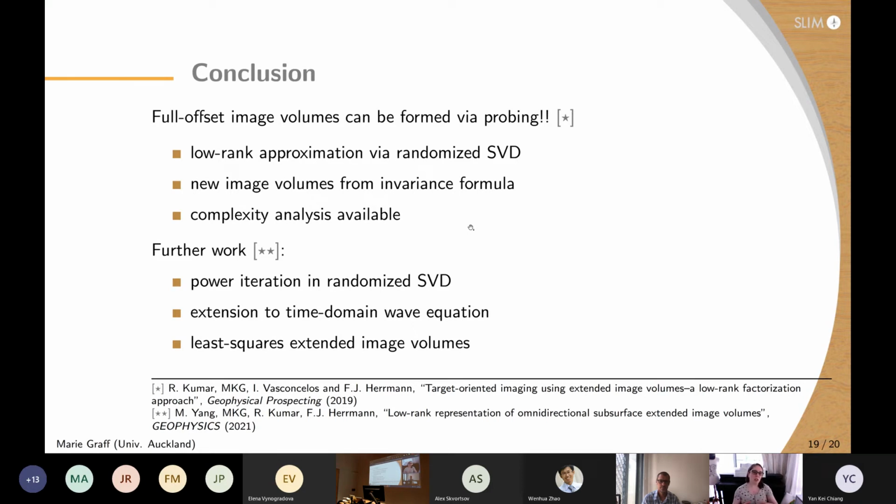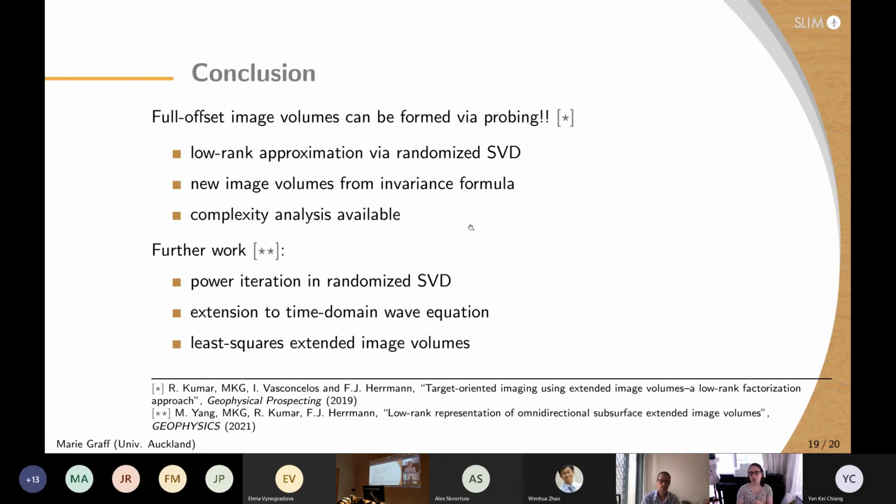And finally, we also did further work. We tried to have power iterations in the randomized SVD, which allowed us to reduce again the number of singular values, because by taking powers of matrices, the highest singular values become even bigger and the lowest even lower. So we had a higher contrast, and we could also reduce the number of probing vectors we use. We extended it to time domain. So far we only showed frequency domain, but there is also a possibility to work directly in time domain. And there is also an extension to least squares.